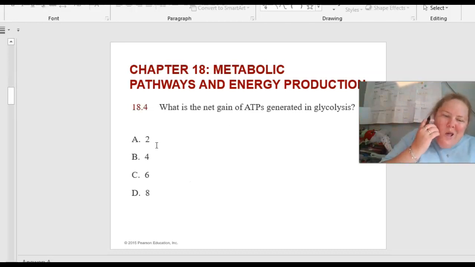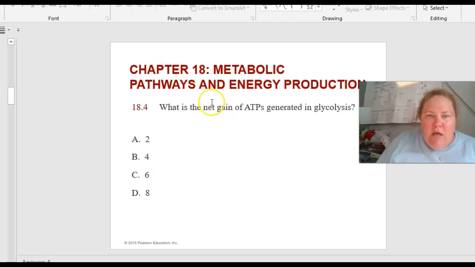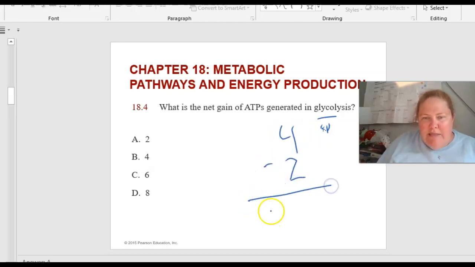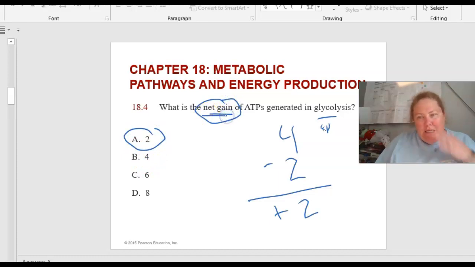Okay, this one, we really have to pay attention to the word net, okay? Because I talked about this in the videos and everything, but remember that glycolysis itself produces 4, but we use 2 to get the process started. So that is the weirdest 4. So 4 and then minus 2 to get it started. That ends up giving you a net gain of positive 2. So just really pay attention to that word net, because that's going to get you if you're not paying attention.